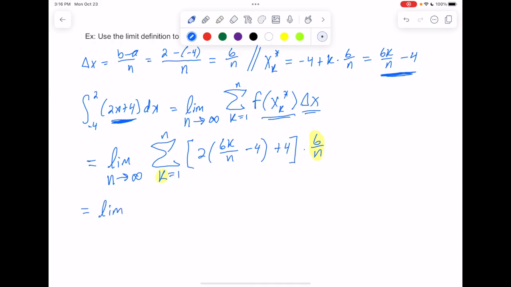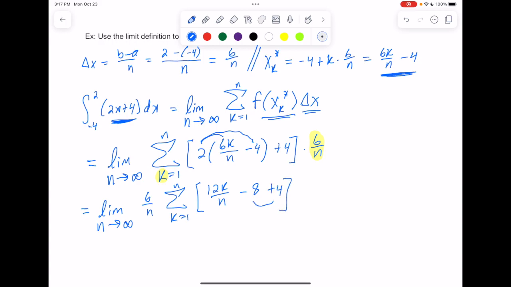We have the limit as n goes to infinity. And then out front of the sum, we'll write the 6 over n. And then we have our sum as k goes from 1 to n. And then I want to start simplifying what was inside here. So if I distribute, I get 12k over n. And then distribute here, we get a minus 8, 2 times negative 4, and then plus the other 4. And then these two are like terms, so we can combine those.